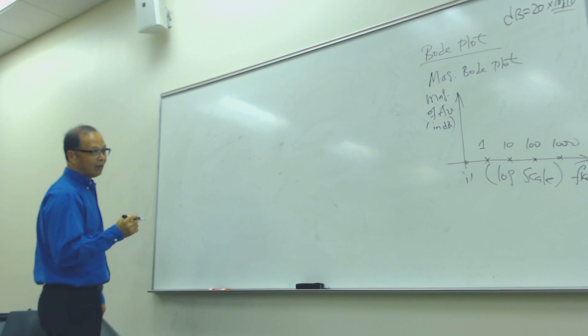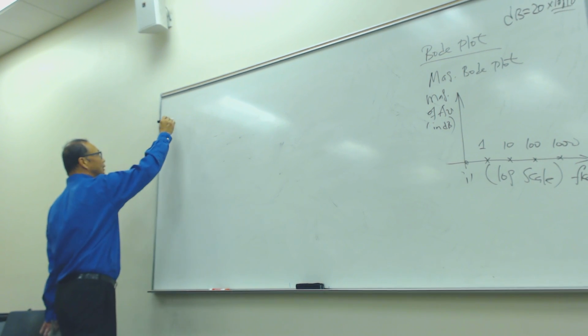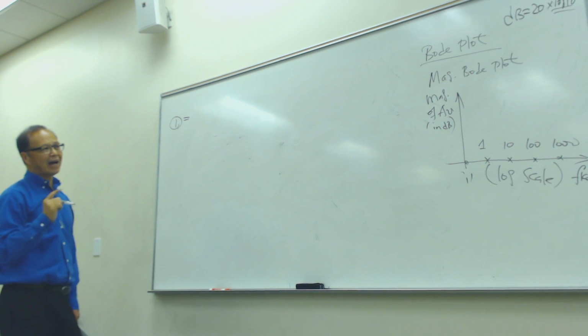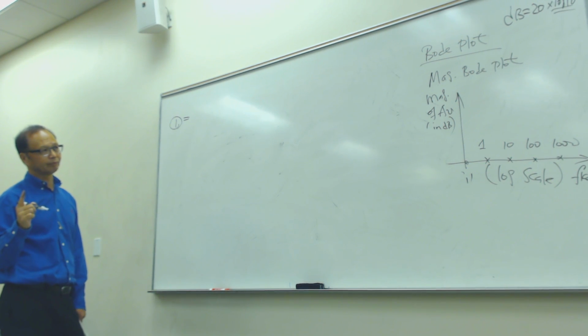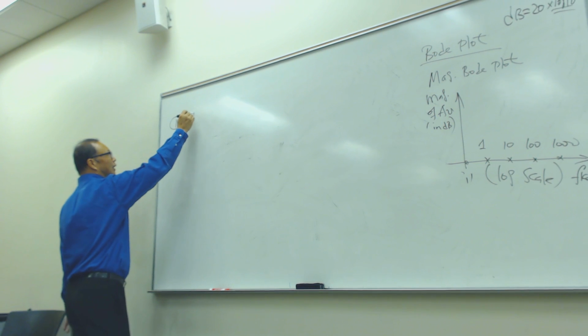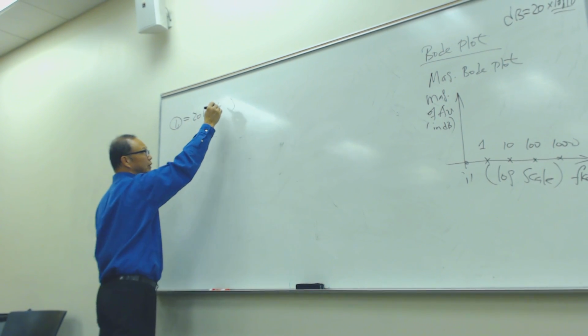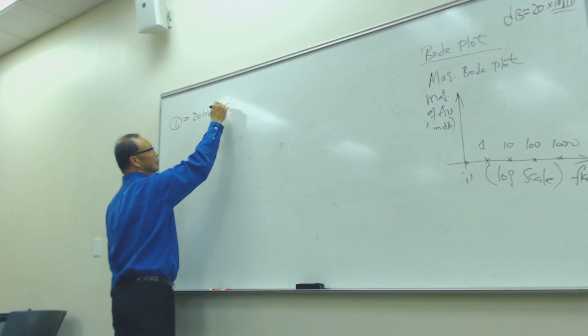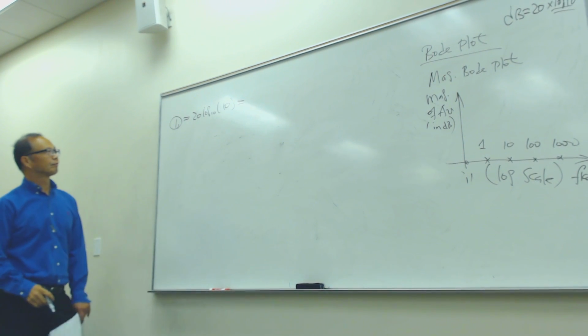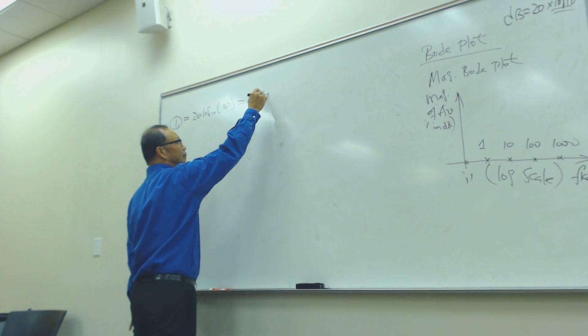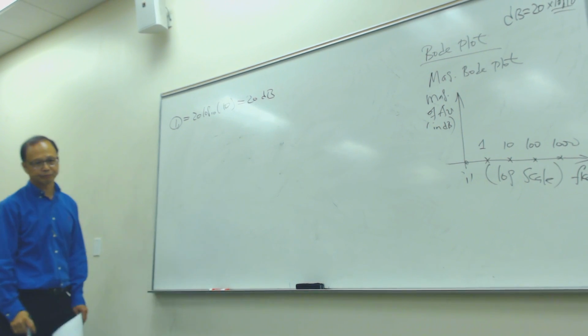Okay, so now if you look at component 1, what is the value in dB? So it's 20 log 10 of the value, which is 10, right? So therefore, it's 20 dB, correct? Agree?